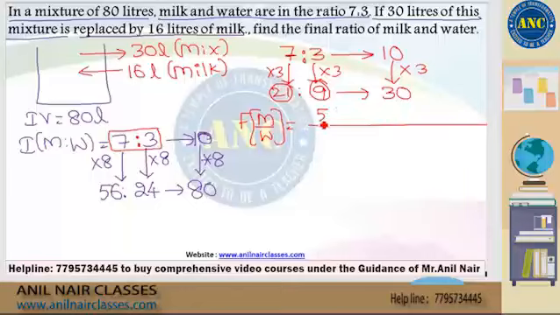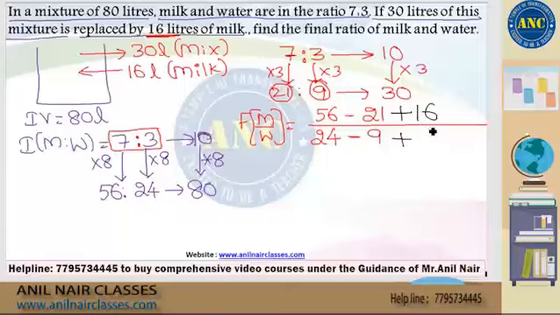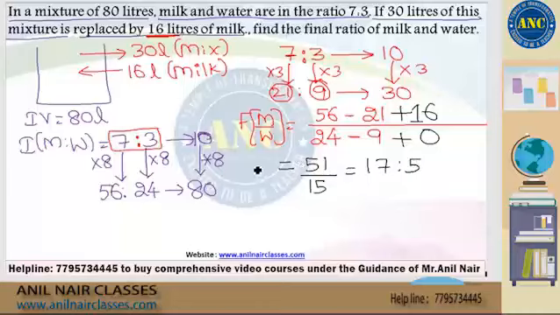Initial quantities are 56 and 24, and I am taking out 21 liters of milk. I am taking out 9 liters of water. It is given that 16 liters of milk is added extra. I am adding 16 liters of milk. I am not adding any water. Simple way of doing it: 56 minus 21 is 35. 35 plus 16 is 51. And 24 minus 9 is 15. So this is 17 into 3, and this is 5 into 3. Right? 3 into 5 and 3 into 17. Final ratio of milk and water is 17:5.